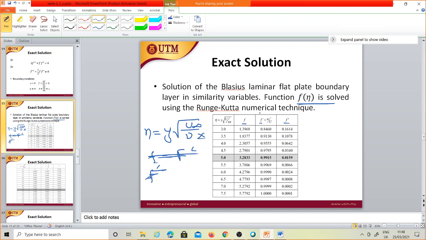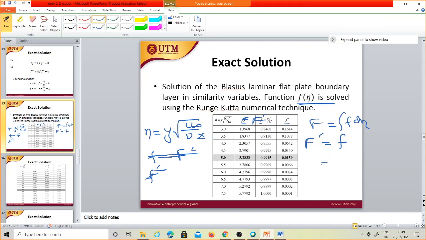So you have the eta. You change the eta value, and then you will get the solution, because F is a function of eta, where eta is y times the square root of u infinity by mu x. Then you will get the value. This is capital F, according to my definition. So this should also be capital F prime, and this one capital F double prime. Capital F in our case is the integration of f d eta, and F prime in my case is small f.